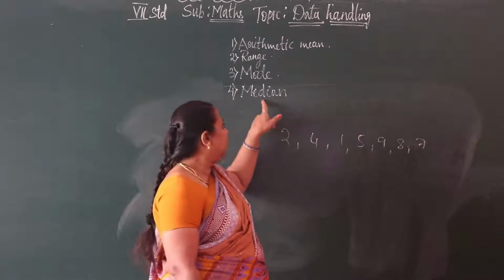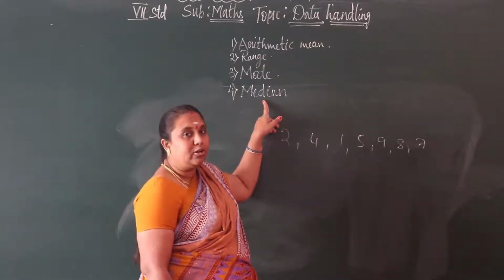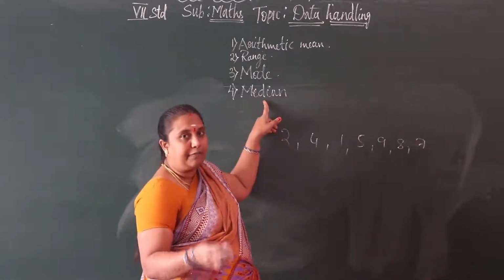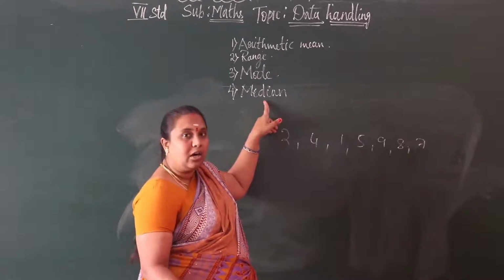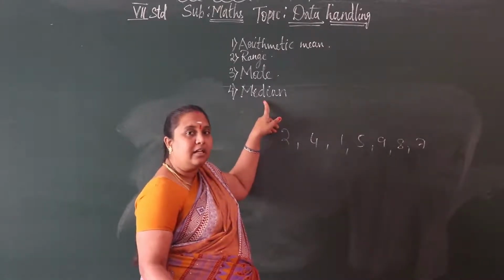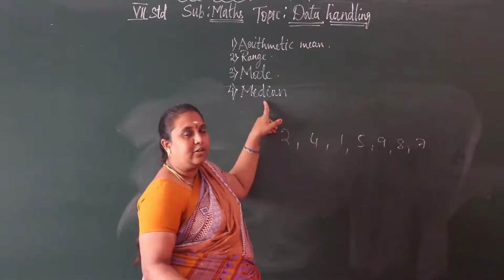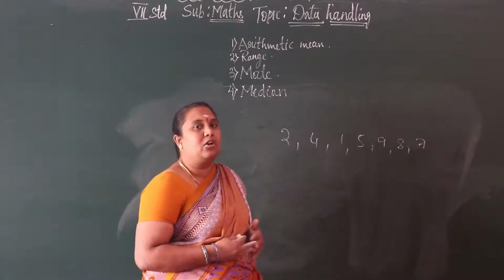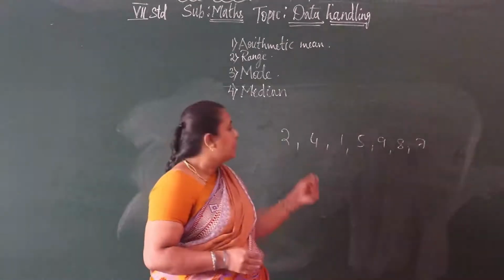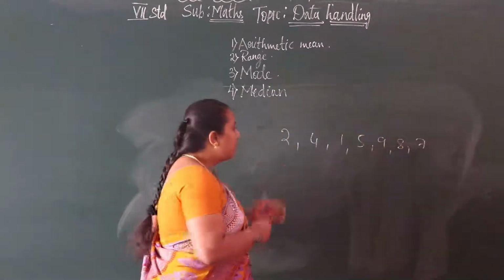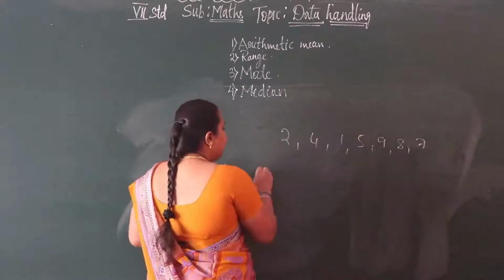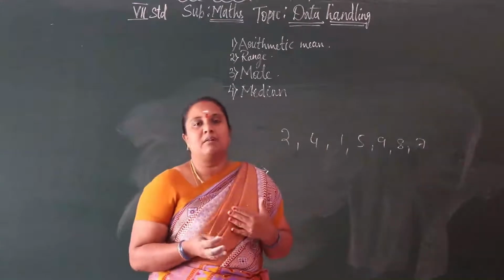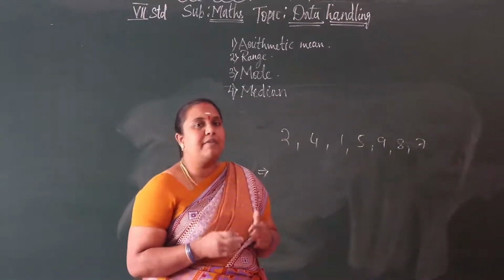But in median, we have to find the median of the given data. Here, what is important is that first, when we get the data, we have to write it in ascending order or descending order. The best thing is to write it in ascending order. So here we have this data, and we have to write it in ascending order. How to write ascending order? Smallest number to biggest number is the form of ascending order.